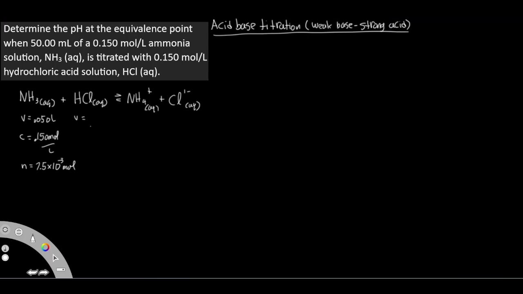Okay, how about for our HCl? Well, our HCl, they do not give us a volume. How about for our concentration? They give us 0.150 moles per liter. How about the amount of moles? That's not given to us, but remember they did state that this is at the equivalence point, so these need to be identical. So what would this one be here? This is also going to be 7.5 times 10 to the negative 3. So we could easily use our C is equal to n over V formula, isolate for V. What do you end up getting then? You also get 0.050 liters.